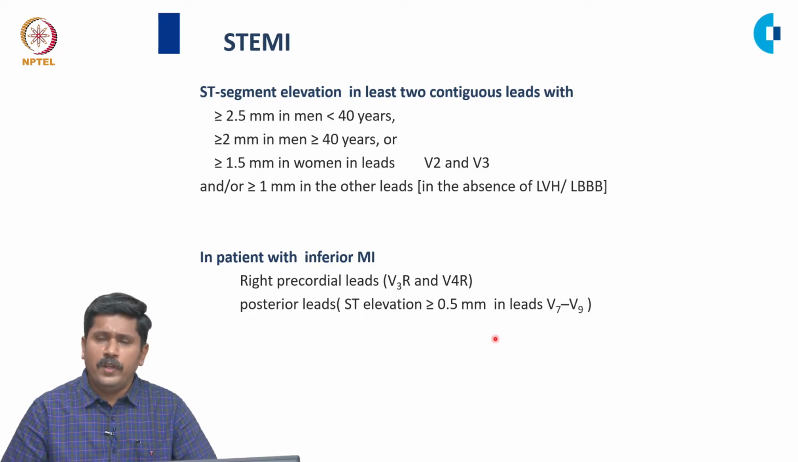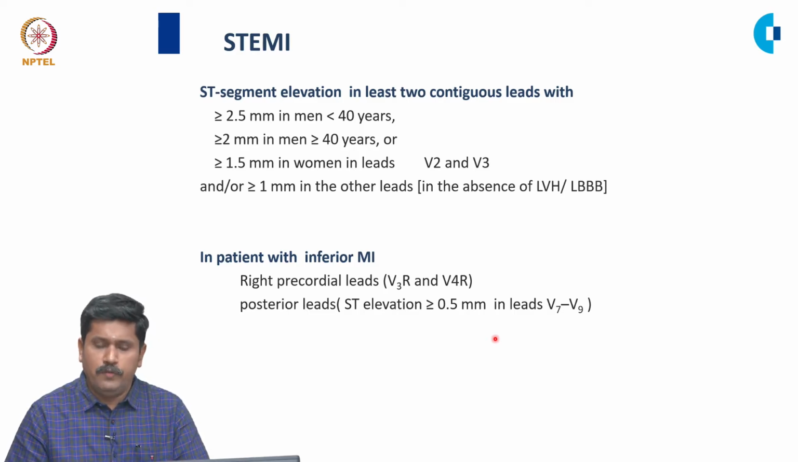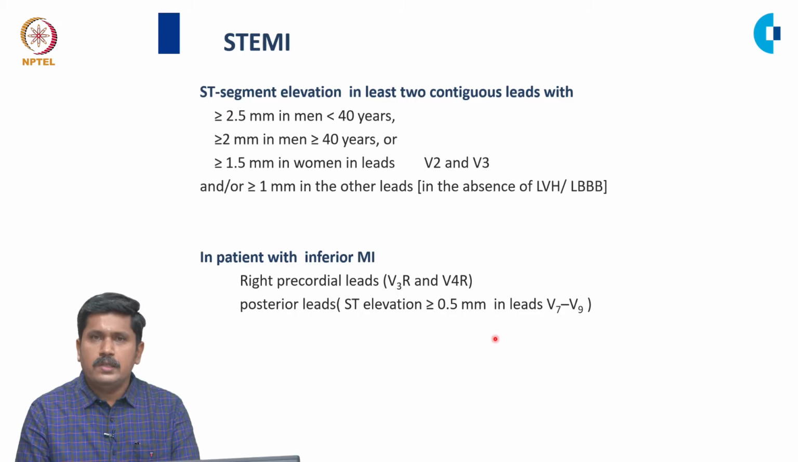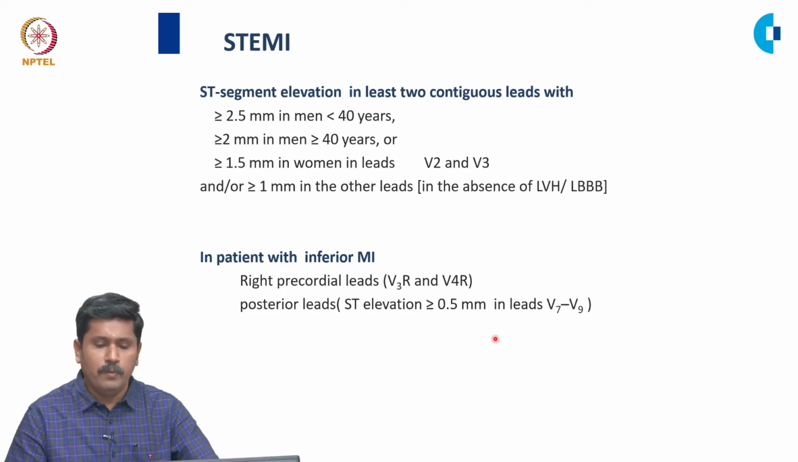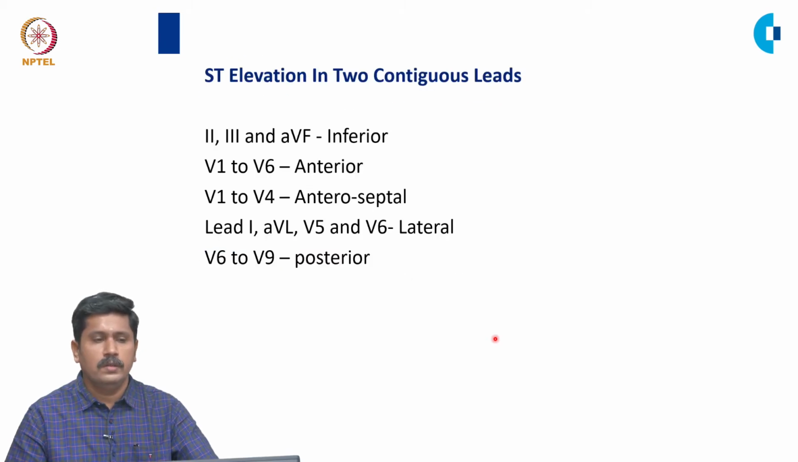In patients with inferior wall MI, there can be involvement of a right ventricular infarction or a posterior wall infarction. So, additional leads need to be taken in patients with an inferior wall MI, that is the right sided leads to identify the involvement of the RV and posterior leads to identify the posterior wall involvement. Any ST elevation of more than 0.5 millimeter in those leads is considered to be significant.